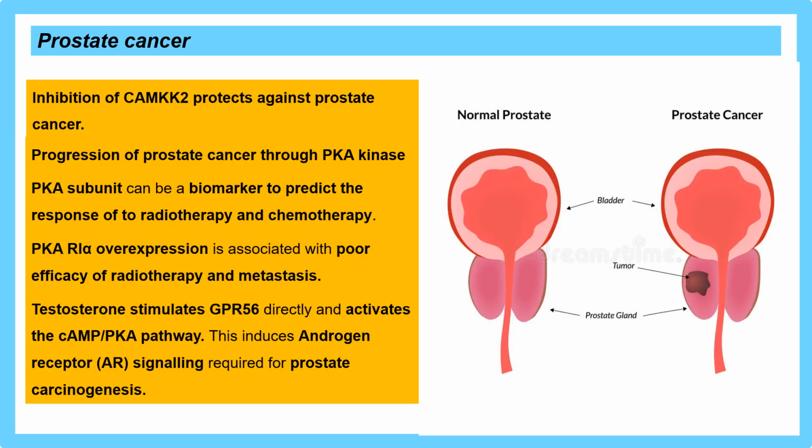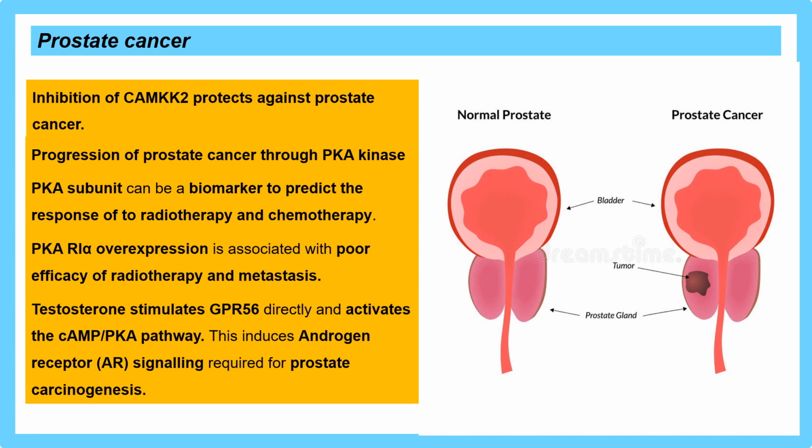Now within prostate cancer, inhibition of MAP2K2 protects against prostate cancer, and progression of prostate cancer can occur through PKA. How? Because the PKA subunit RI alpha expression is linked with metastasis. So this is why it can be a suitable biomarker for cancer treatment by radiotherapy and chemotherapy. Also, overexpression of PKA RI alpha is also associated with poor response to radiotherapy.